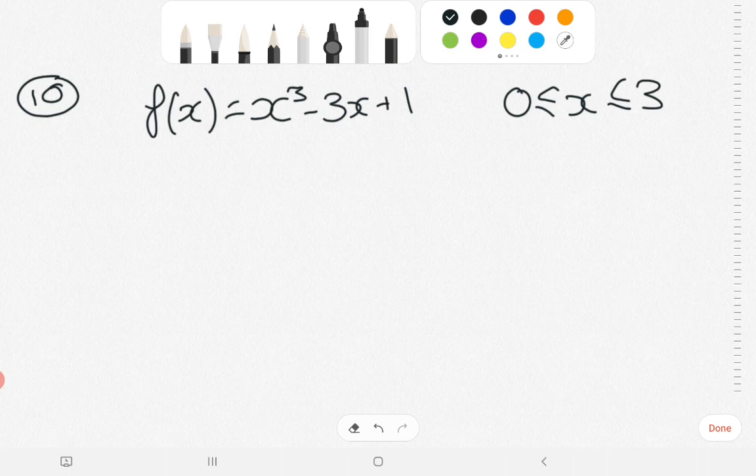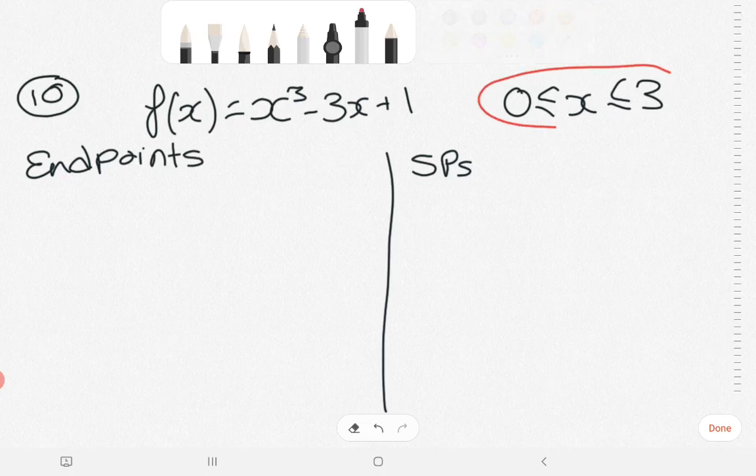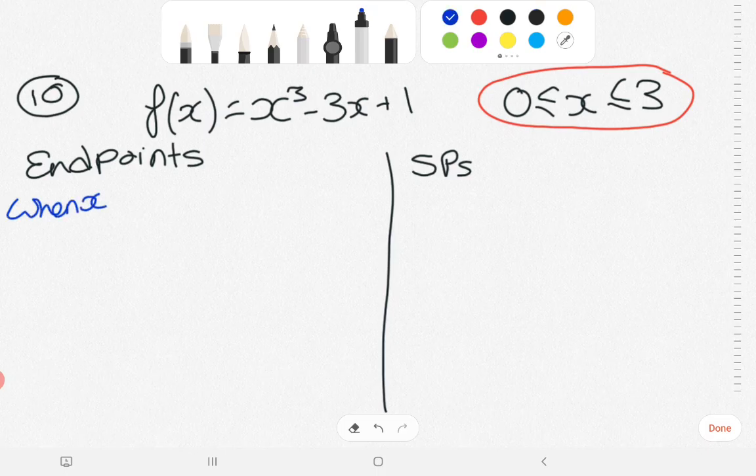Now the question reminds you to look for the stationary points. We're going to do that second, okay, and also to look for the function values at the end points. Now the end points are what we've got over here in this little restriction on our domain, the restriction on what we can put into the function. So the smallest thing we can put in is 0, so we need to work out what happens when x is 0. Okay, so we'll get f(0).